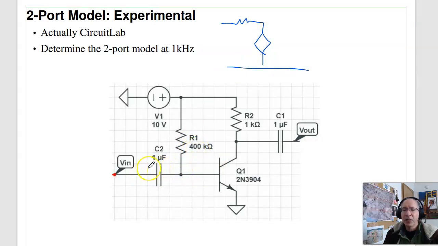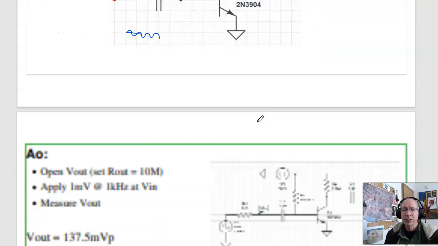The capacitors couple the AC to the DC, so this is really more of an AC analysis, or a small signal model. I've got my DC operating point, and I'm going to be perturbing it with a small sine wave, like a 1 millivolt peak-to-peak sine wave. Find the two-port parameters for this, going from Vin to Vout. To do that, I'll do 4 different tests.